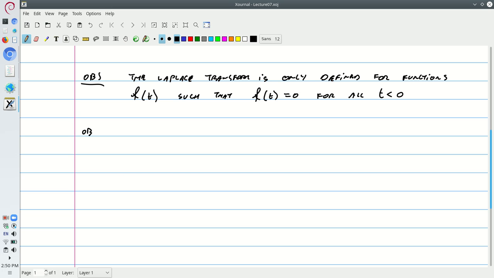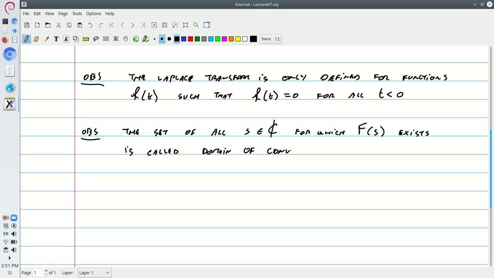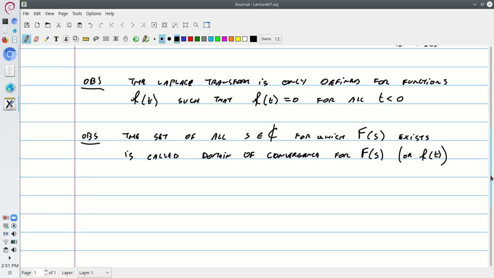The second observation is the set of all s complex numbers for which F of s exists is called domain of convergence for F of s, or equivalently for f of t. Okay, so different functions have different domains of convergence, and sometimes the domain of convergence plays a role.